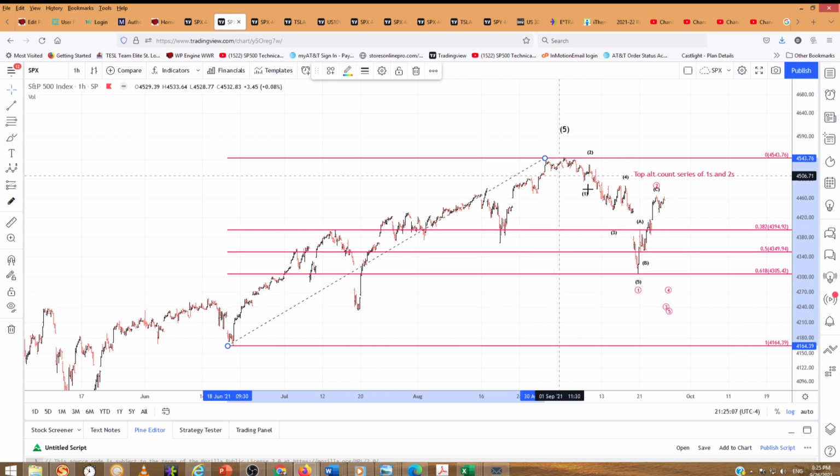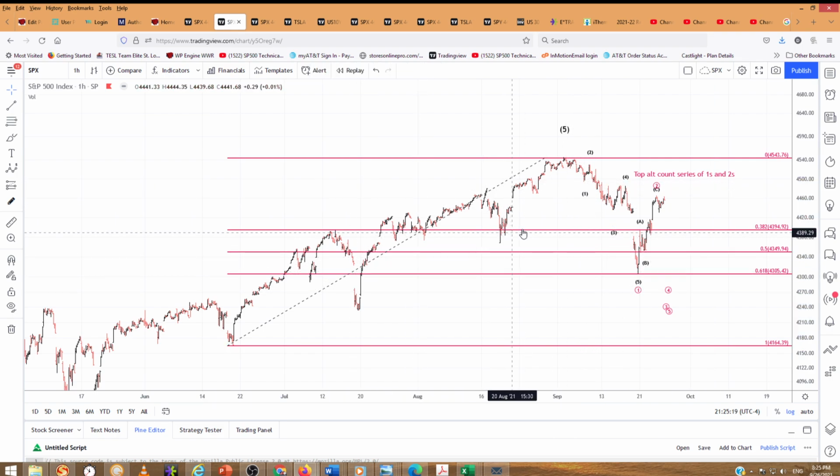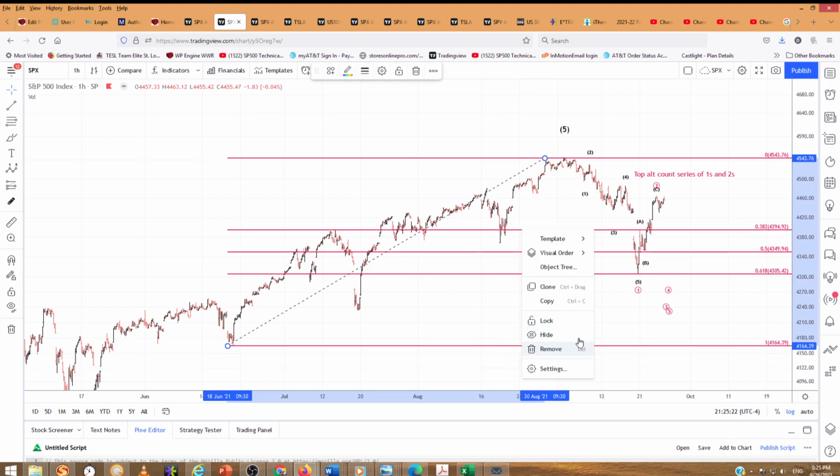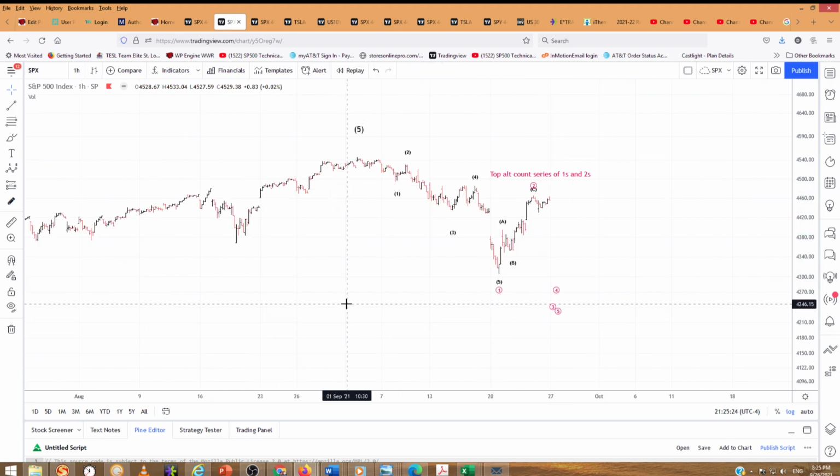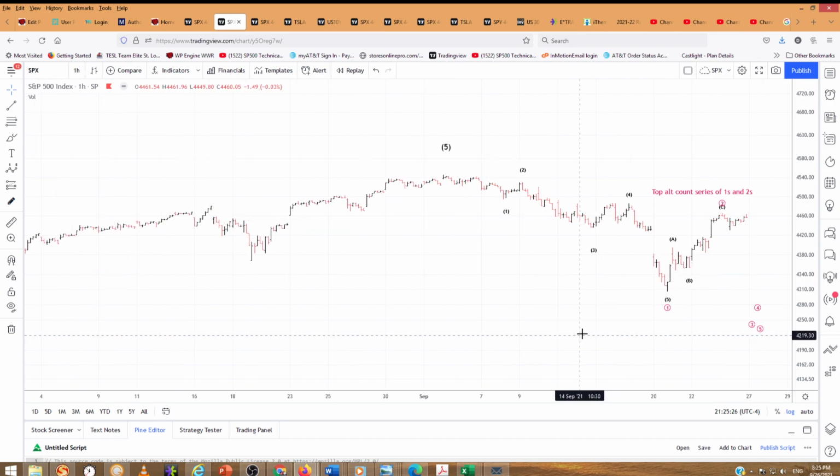For you bulls, this could be an ABC, if it's a correction over, and here we're starting a new wave up. We get validation with a break of the all-time high. There you go. Okay, I wanted to show you guys that. Remove that. Let me get back into this hourly count here.